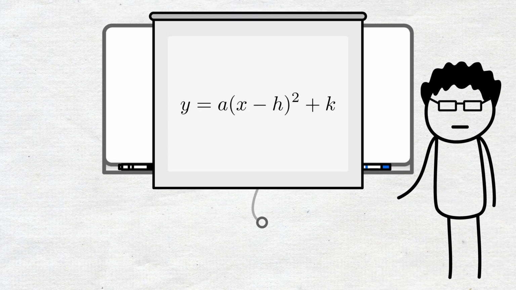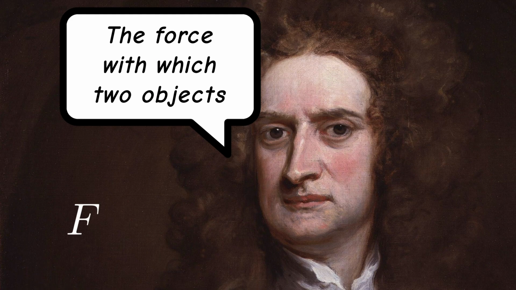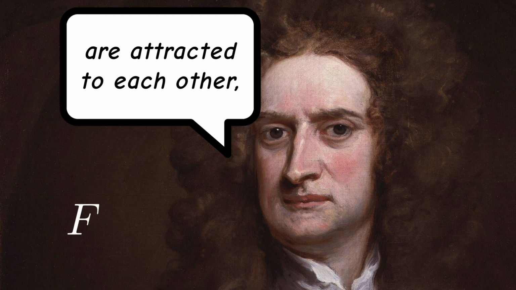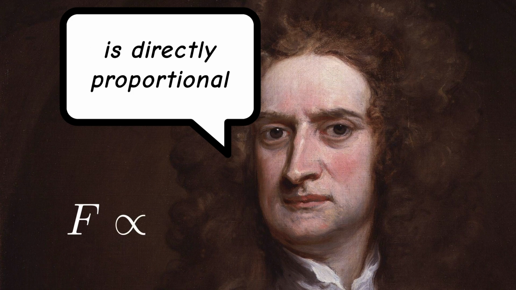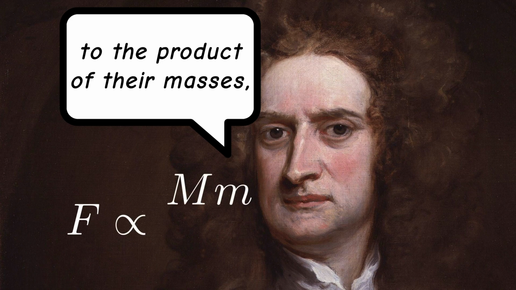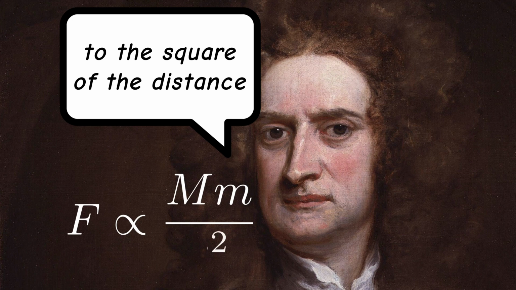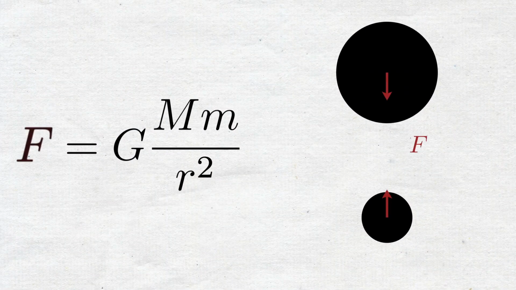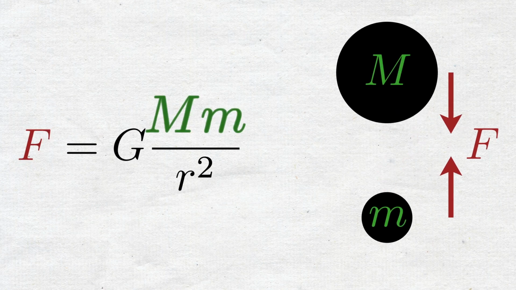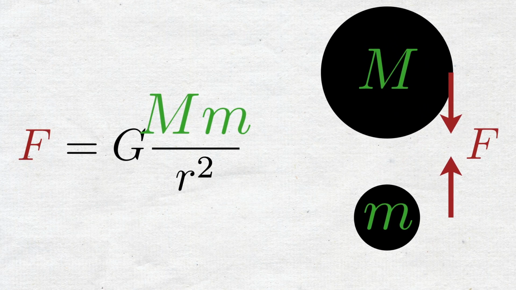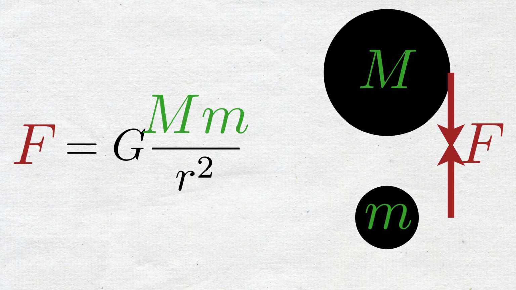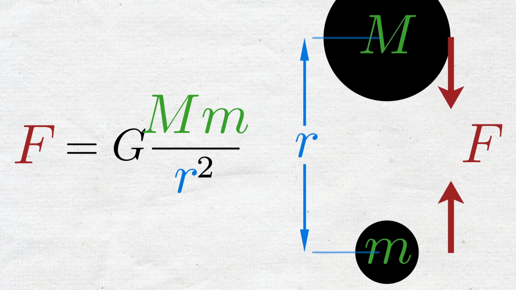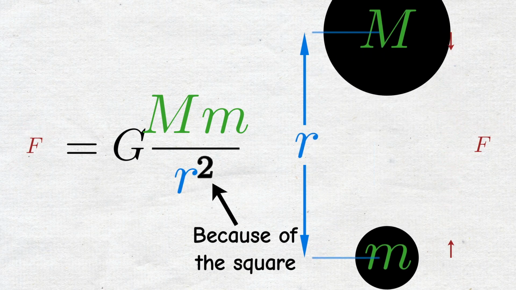First, let's look at it mathematically. Newton told us the force with which two objects are attracted to each other is directly proportional to the product of their masses and inversely proportional to the square of the distance that separates them, which simply means that the attraction force depends on both objects' masses. If they are more massive, there will be more force between them, but the more distance between them, the more will the force decrease by a lot.